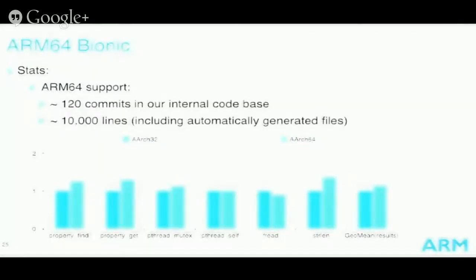So just a quick statistic for the ARM64 Bionic port. We have around 120 commits in our internal code base. That's before merging and cleaning the patches for upstream to AOSP. There are about 10,000 lines, including automatically generated files. And you can see that the general trend is for 64-bit to be faster than 32-bit. A good example is the geometric mean of the results, which is the last column on this slide, where you can see that ARM64 outperforms ARM32 on the same CPU.